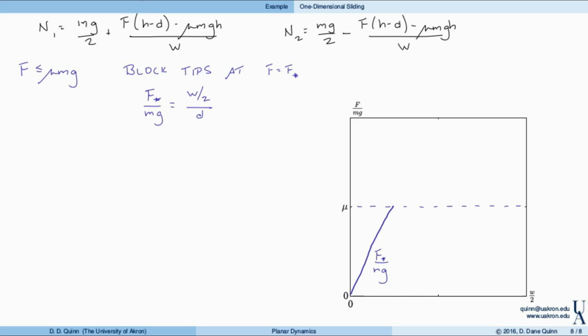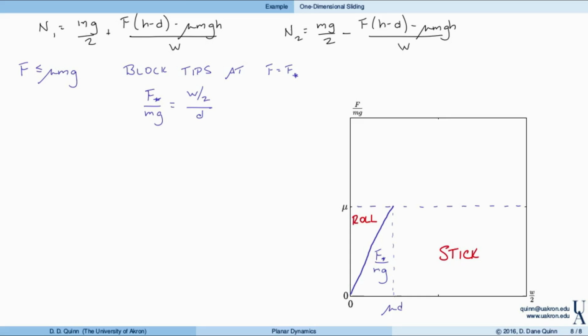And, as before, this point corresponds to mu times D. And this line distinguishes stick from roll. Those are the two cases that happened when the block was not sliding. It can either stay there or it can just roll over on the front edge.